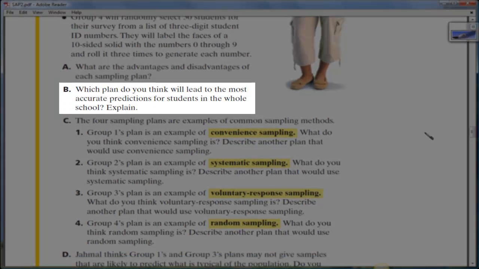Question B. Which plan do you think will lead to the most accurate predictions for the students in the whole school? So which sample is going to best represent the school? Explain your answer. Why did you choose that one?